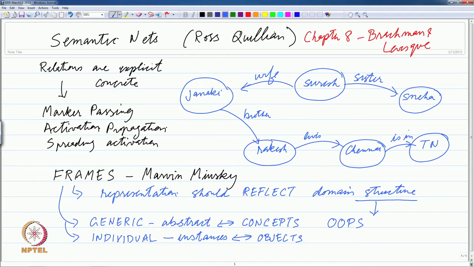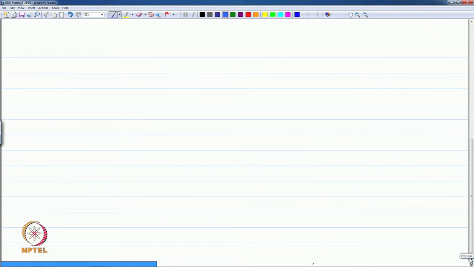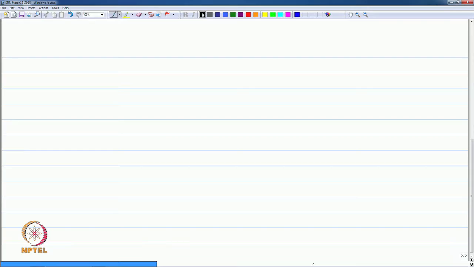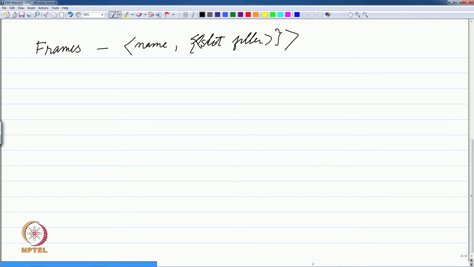And one of the things that frames allow you to do is, apart from the fact that you put everything together in one place, that it allows for economy of representation, because you can represent things at a suitably abstract level and then inherit it into something which is more specific essentially. So, let us look at frames in a little bit more detail. Frames are made up of a name and a collection of slot and filler structures essentially. The idea is so common nowadays that one does not need to elaborate it too much.